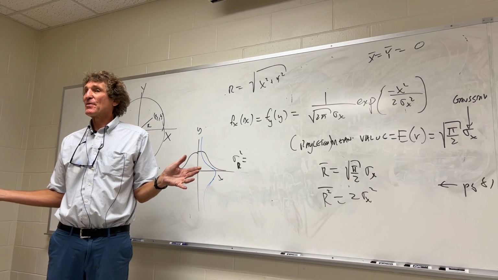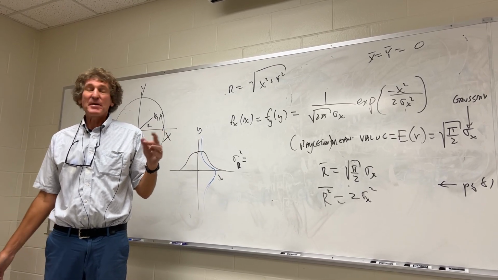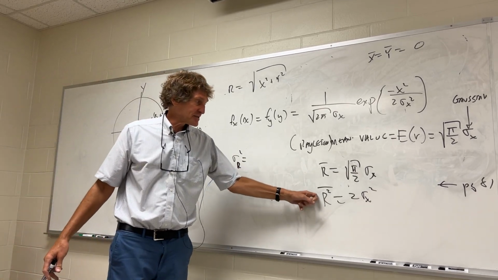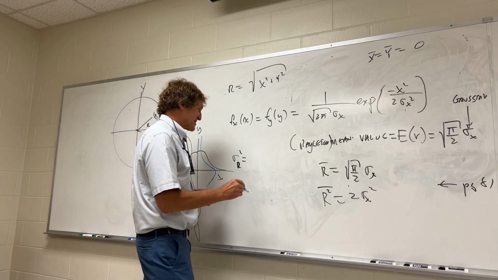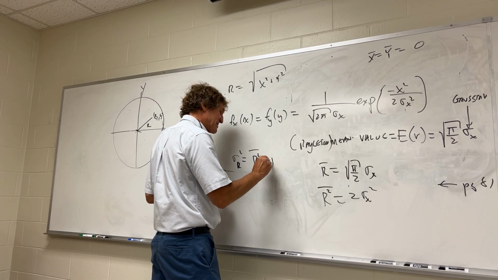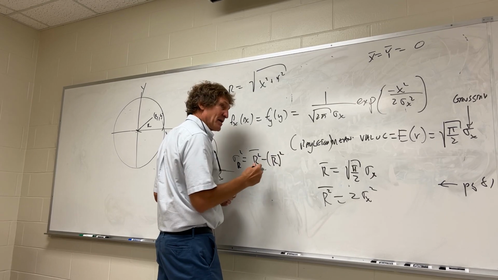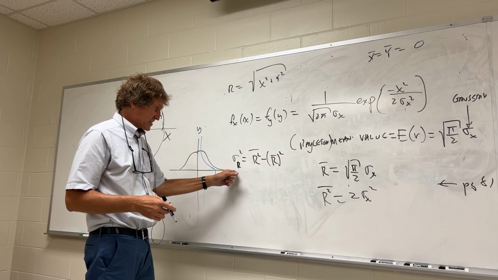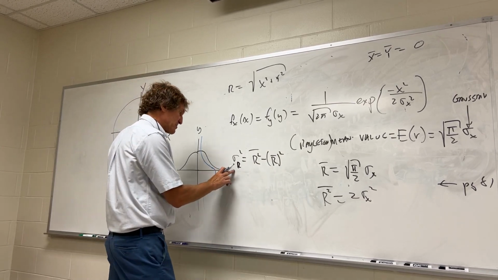Does anybody remember, what's the second central moment? It's always this minus this squared, right? It's always going to be r squared bar minus r bar squared. It's always the second moment minus the mean squared for the second central moment. That's always the truth. Doesn't matter.